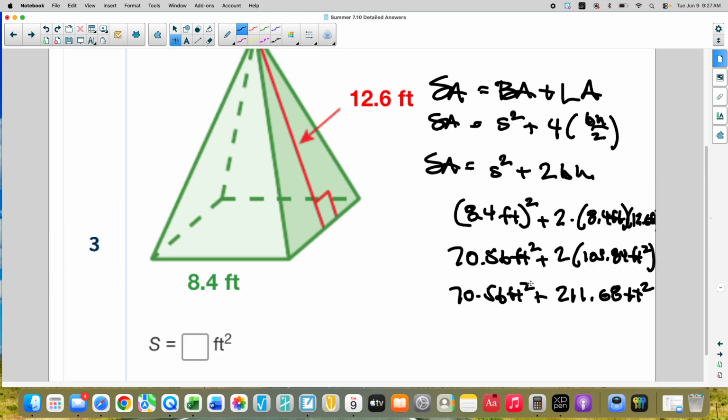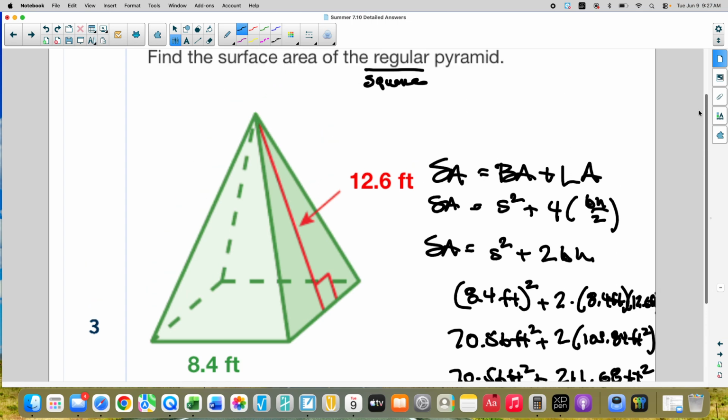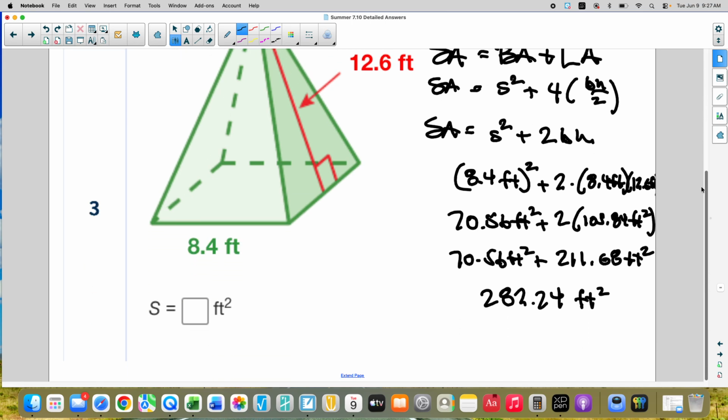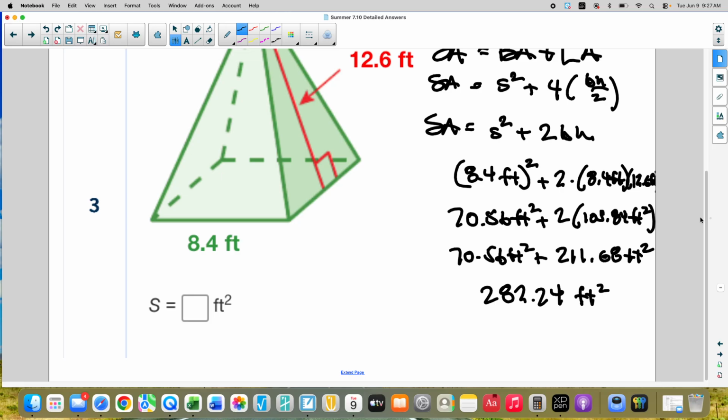plus 70.56 gives us a grand total of 282.24 feet squared. It doesn't tell us to round anything. So that would be my answer, 282.24 feet squared. All right, good.